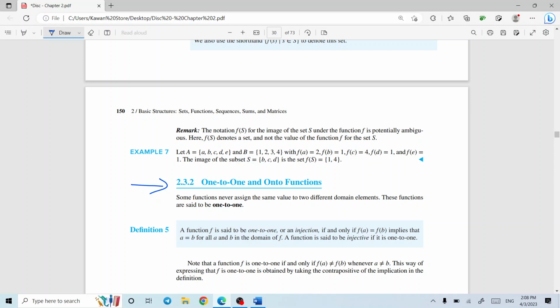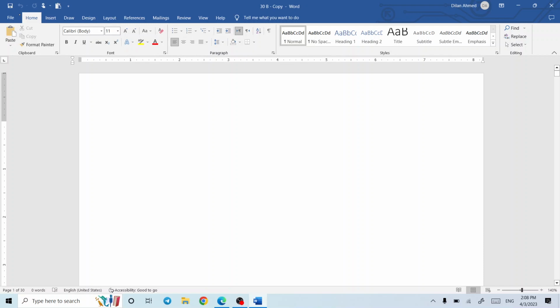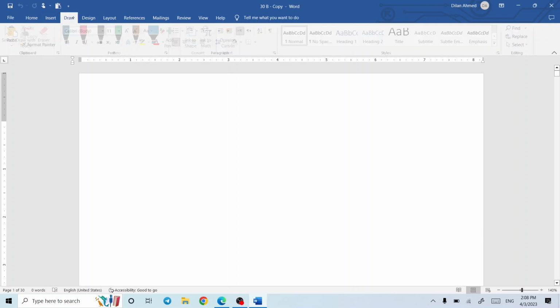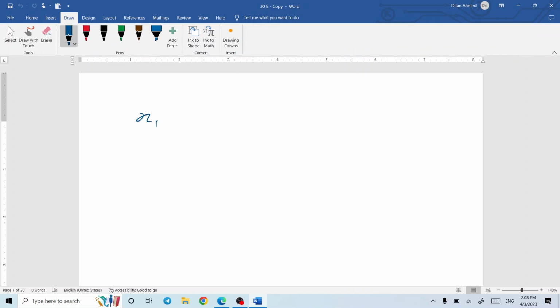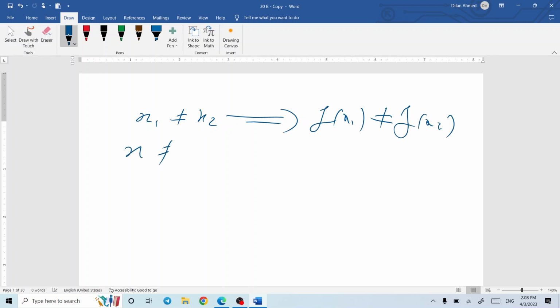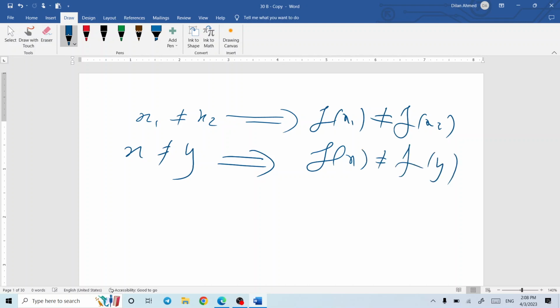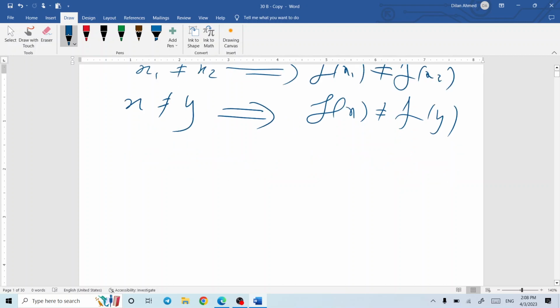What do you mean by one-to-one function? One-to-one function means that generally if x1 is not equal to x2, then f(x1) is not equal to f(x2). Or some books write it as: if y is not equal to x, then f(x) is not equal to f(y). Understood? It means that if we take two different elements, then the images are different on the y-axis. Okay, this is the definition.